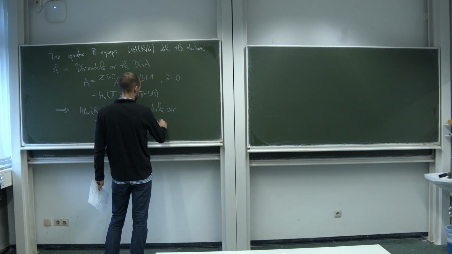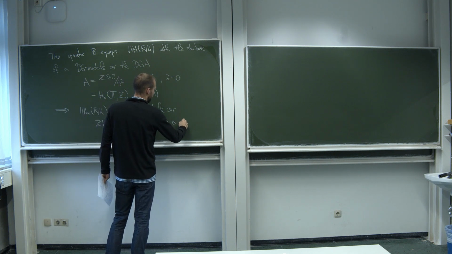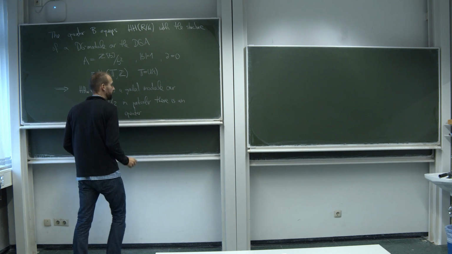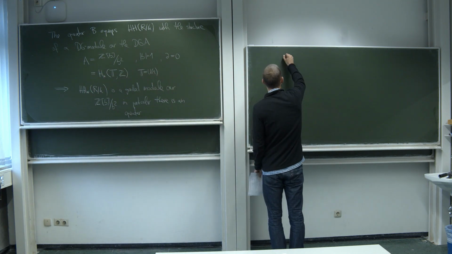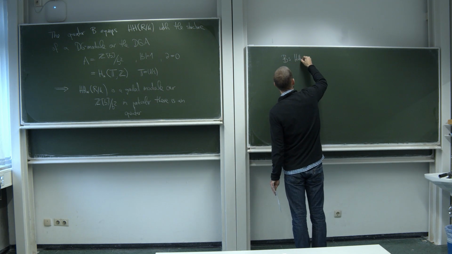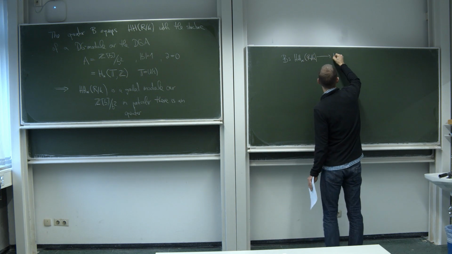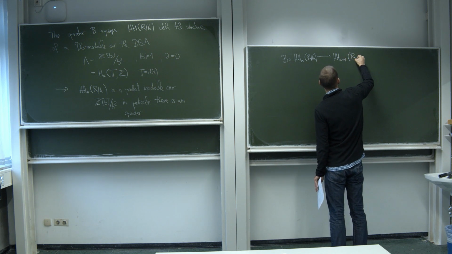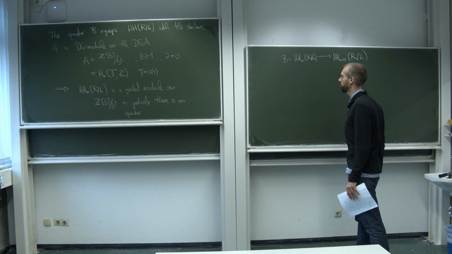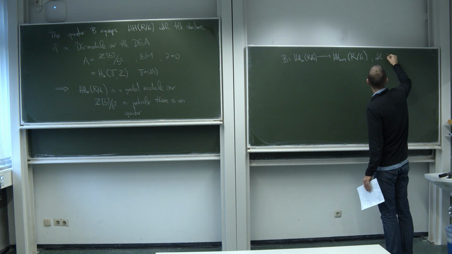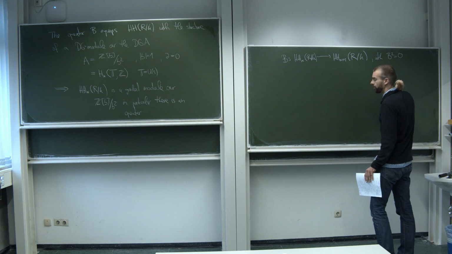In particular, there is an operator B, which goes from the Hochschild homology HH_* of R relative K into the Hochschild homology HH_{*+1} of R relative K. And this also has the property that B squared equals 0.